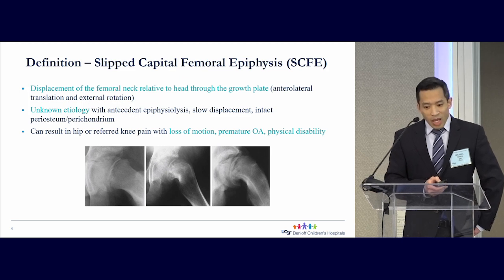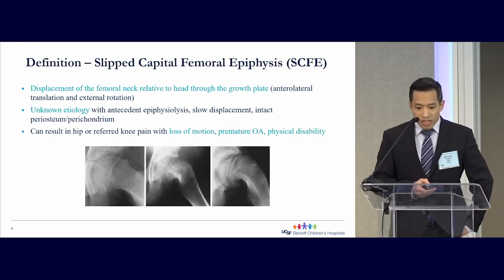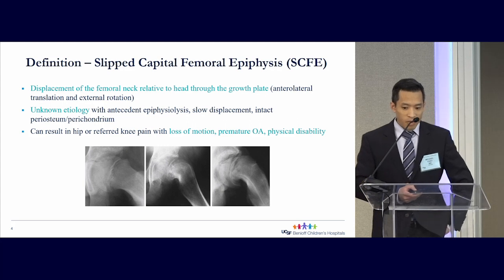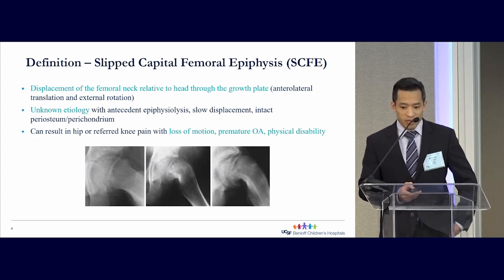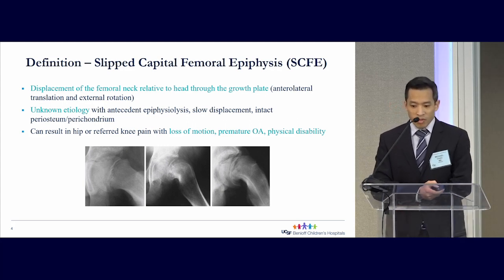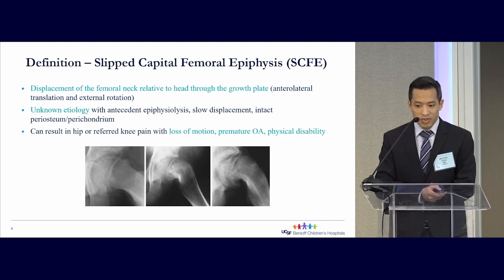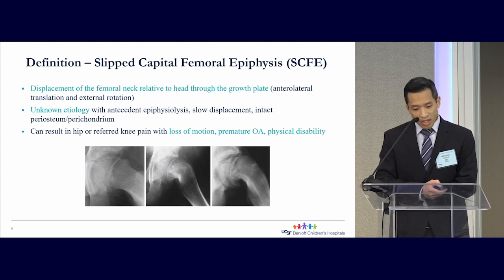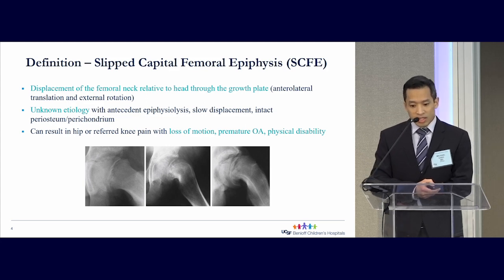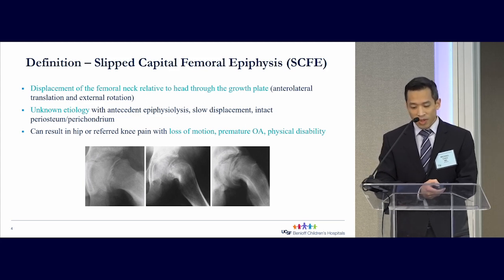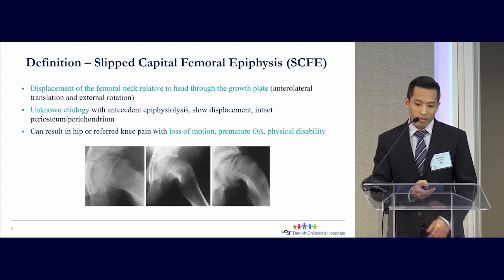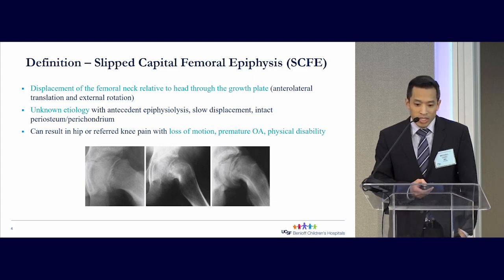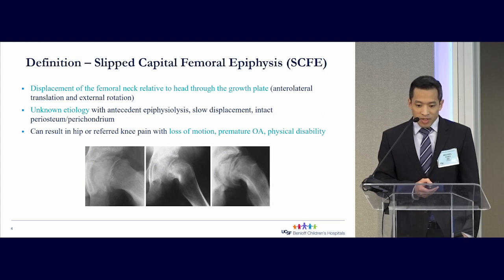So as we know, slipped capital femoral epiphysis, or SCFE, is defined as displacement of the femoral neck metaphysis relative to the femoral head epiphysis through the level of the growth plate. The displacement is typically anterolateral translation as well as external rotation. We do not know what causes SCFE, and it should be distinguished from femoral neck fractures, particularly Delbet 1, because it behaves differently.